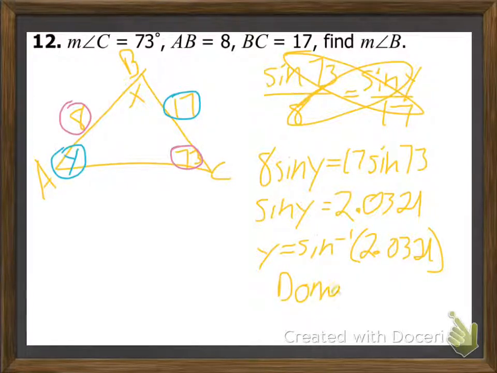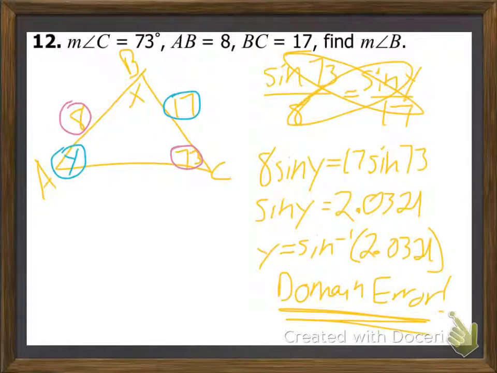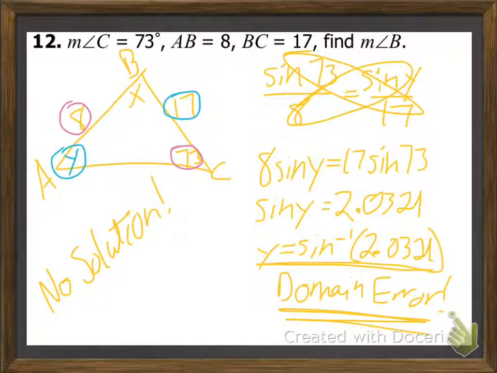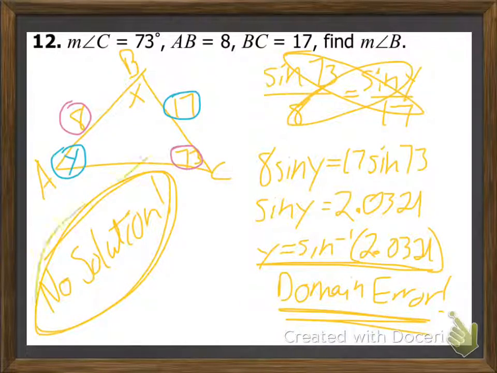You should see a message that looks something like this. That's not good. But that means you did do it correctly, because inverse sine of 2.0321 doesn't process. It doesn't exist. So for this, the answer is actually no solution. If you type inverse sine of some numbers into your calculator and it gives you a domain error, that means that it would be a no solution problem.